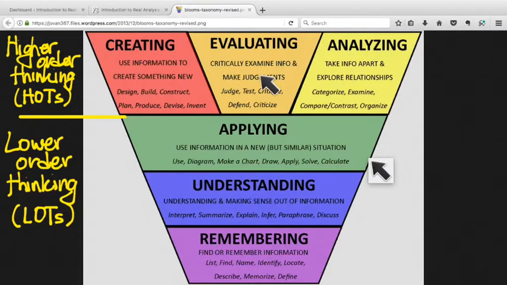Also to evaluate, to critically examine information and to make a judgment about something. So to be able to critique or to defend something or to make a judgment. Those are evaluative skills, and those are also thought of as higher order. And then finally, the creating skill, using all the information from here to create something that's new, something that's one of a kind, something that's yours. So to design something, to construct something, to invent something. So those three on the top are often thought of as the higher order thinking skills. The three on the bottom, thought of as the lower order thinking skills.